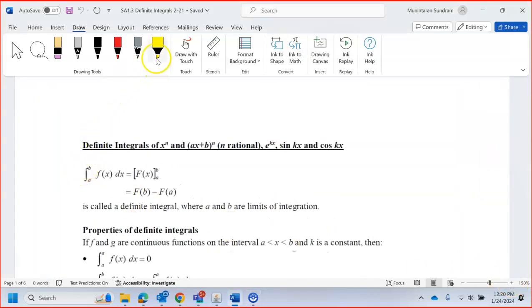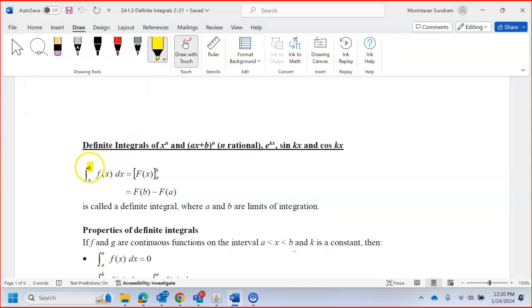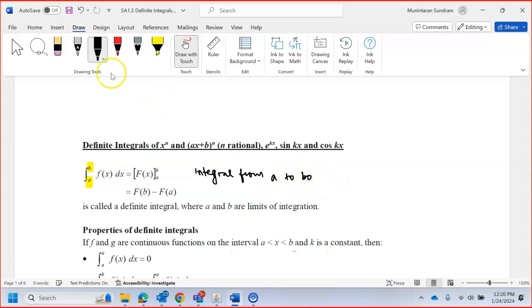All right, you need to see it quite clearly by having the two numerical values at both ends of the integral sign. Okay, we will read this as integral from A to B.